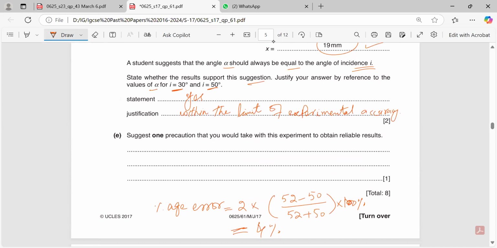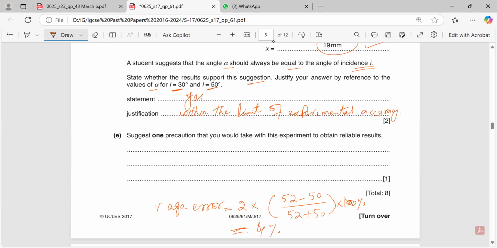Now suggest one precaution that you would take in this experiment to obtain reliable results. This is a recall memory. View the bases of the pins so that pins are vertical. Pin spacing should be at least 5 centimeters. Then use a sharpened pencil, or you can say thin lines. Many answers are there, and you can find many of them in the paper 6 key points which I have provided to you.